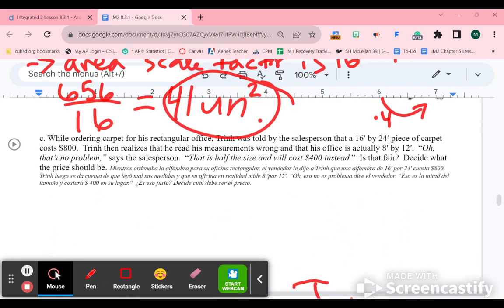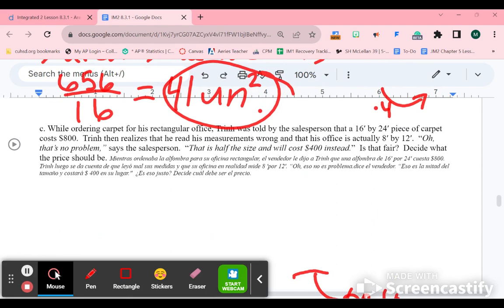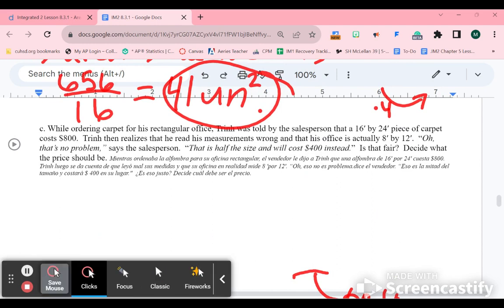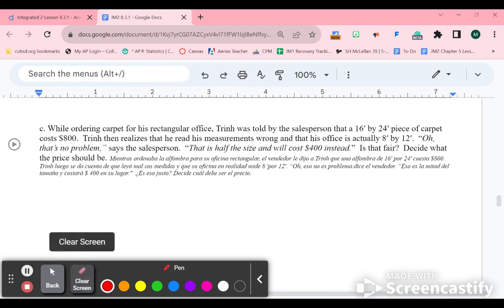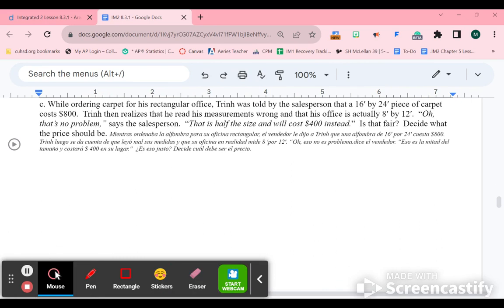Anyway, while ordering carpet for his rectangular office, Trin was told by the salesperson that a 16 by 24 foot piece of carpet cost $800. Then Trin realized that he read his measurements wrong at the office, and he actually needed 8 by 12. And the salesperson goes, "Hey, no problem. That'll cost $400." Is that fair?